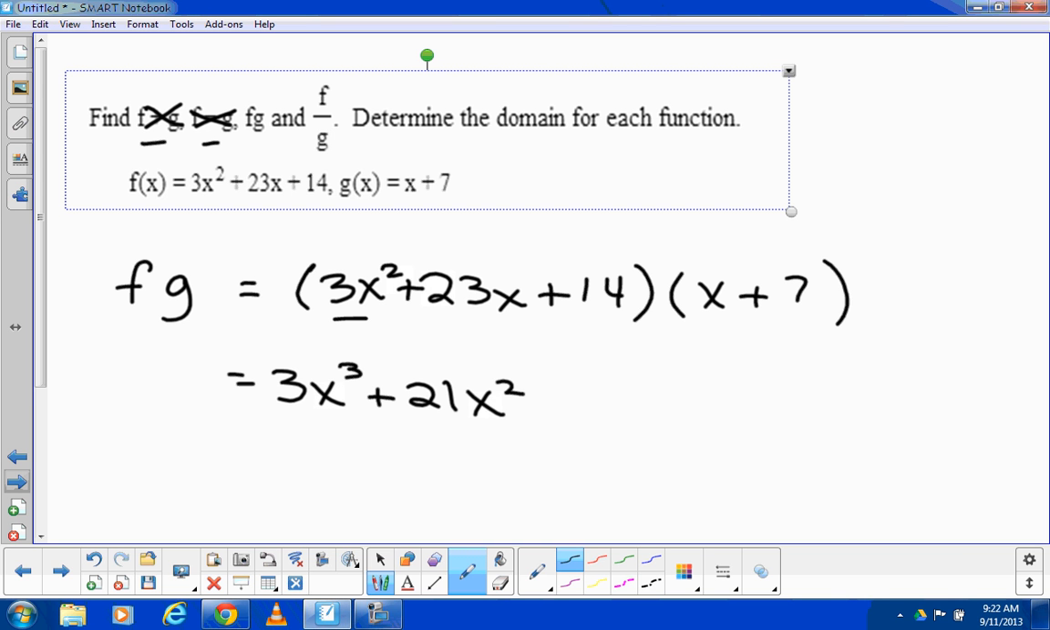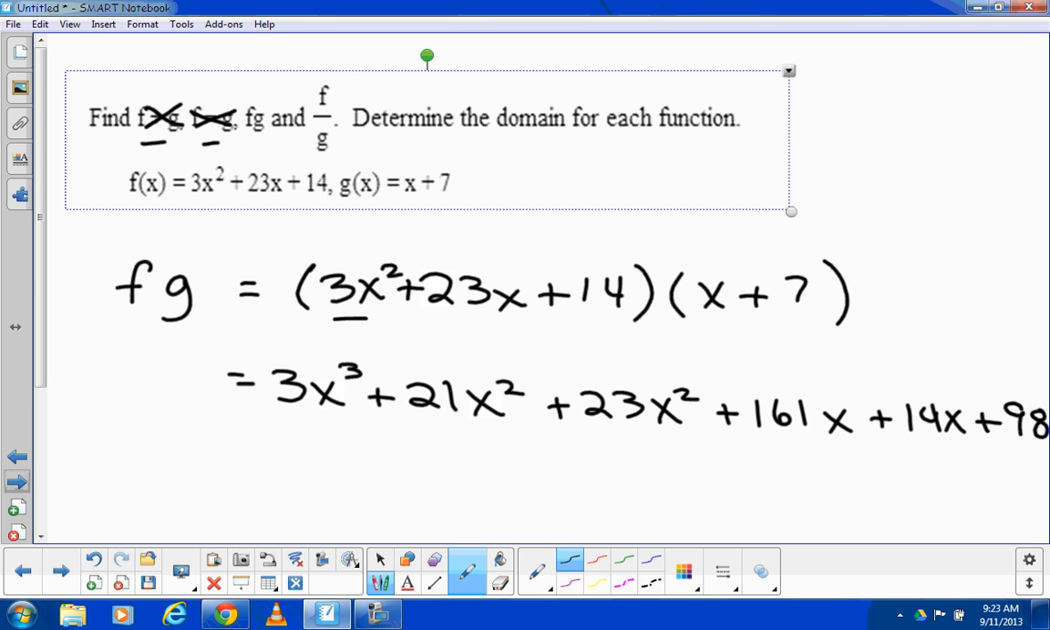Okay, now let's distribute 23x. I'm going to need some help with 23 times 7. Y'all punch that in for me. All right, 23x times x would just be 23x squared. All right, 161, that would be 161x though, right? All right, now let's distribute 14. 14 times x is 14x. Okay. All right, 98. 14 times 7 is 98. Well, it's a good thing that's all I had to do. I ran out of room.